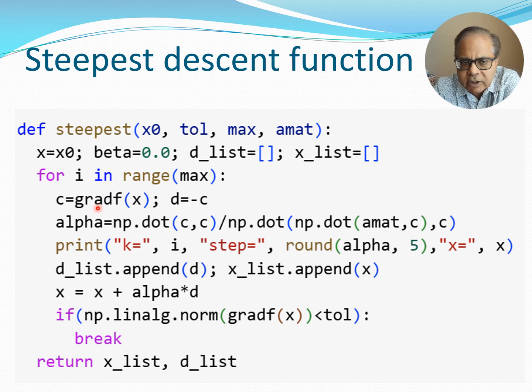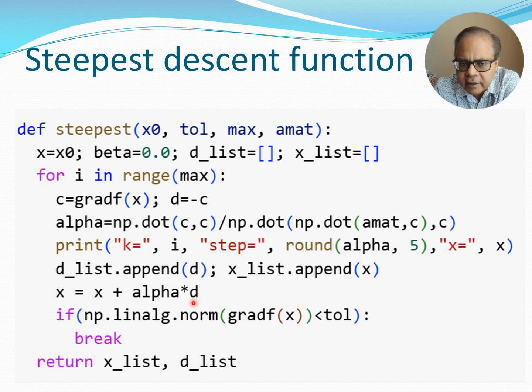I start with c is grad f. So I put the gradient into the c vector. I put d is minus c. I calculate the search direction for the quadratic. And I print out the value of alpha, the step size, and x. And now what I do is I actually use this particular command, the append command, to add to the list the current d, and also in the x list I add the current x. So I have two lists here, a d list and an x list, in which I am keeping track of the various values of the search direction d and the various values of the x vector here.